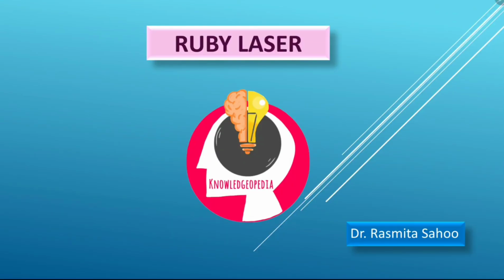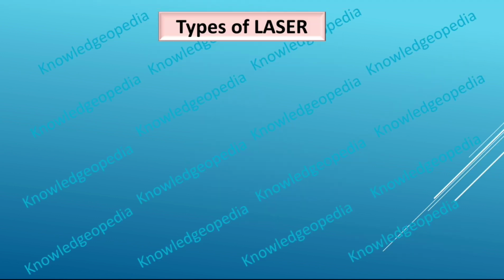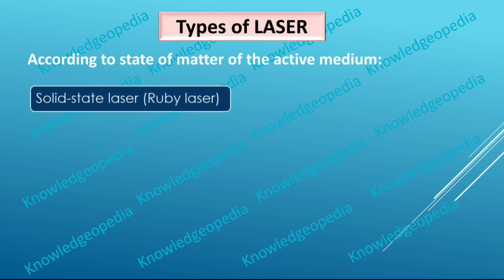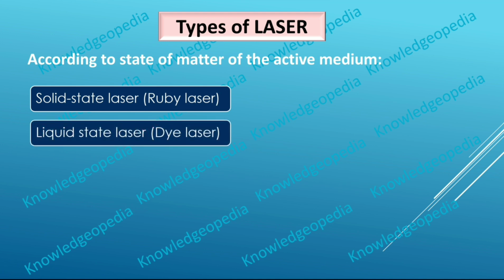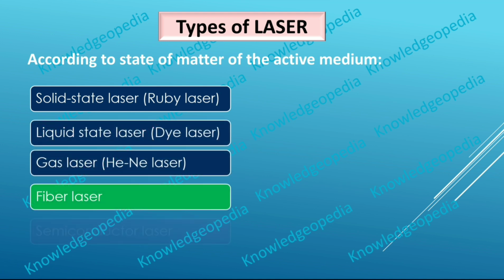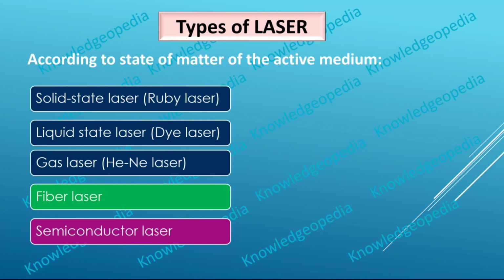Friends, today we will discuss about ruby laser. Depending on the state of matter of the active medium of laser, we have different types of laser, that is solid state laser, liquid state laser, gas laser, fiber laser and semiconductor laser. In the previous unit we have already discussed about semiconductor laser.